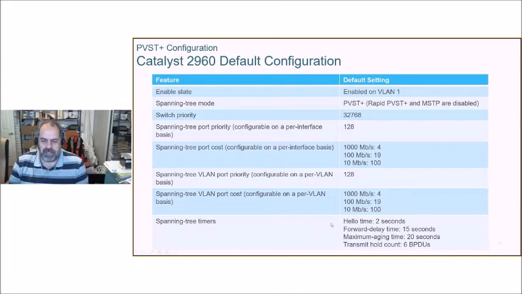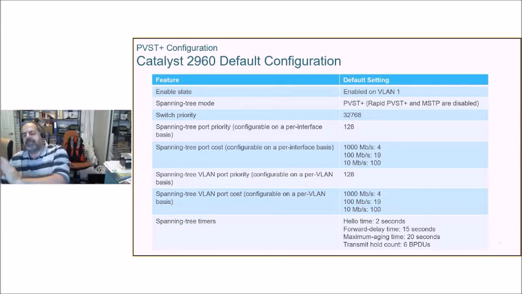And so the hello time is 2 seconds between each hello packet that they keep track of one another. Forward delay time is 15 seconds, and then the maximum aging time is 20. So basically, 20 seconds of not getting a hello packet is what will actually trigger a topology change, and then it goes from listening to learning for 15 seconds each, and so that's actually how it ends up being 50 seconds regularly.